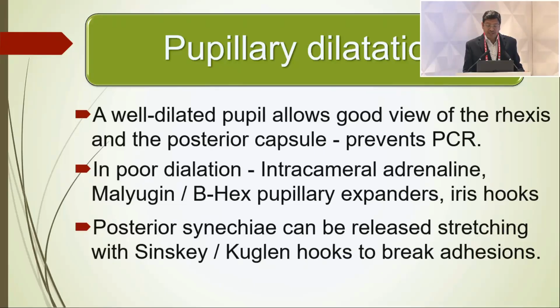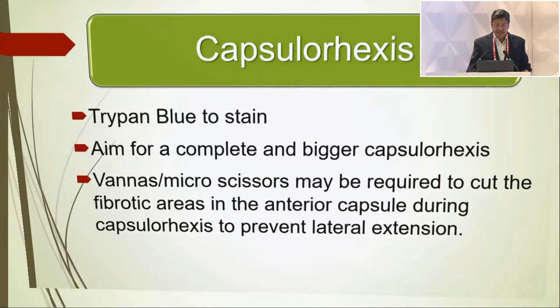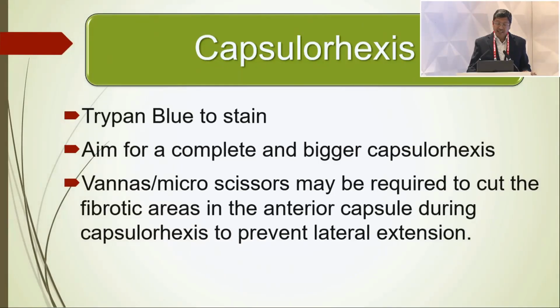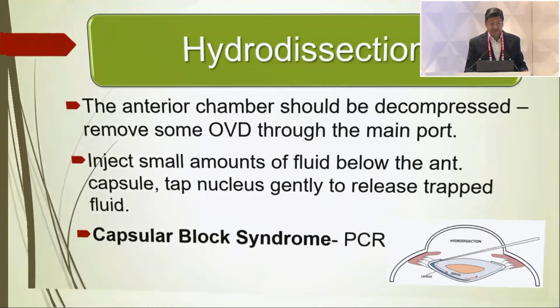Pupil dilatation should be done either with some pupillary expanding devices, iris hooks. If there is synechia, it has to be released. Rhexis, a complete rhexis is essential. Aim to have a bigger rhexis. Keep a micro scissor ready in case you are dealing with a hypermature cataract with an anterior capsular plaque.